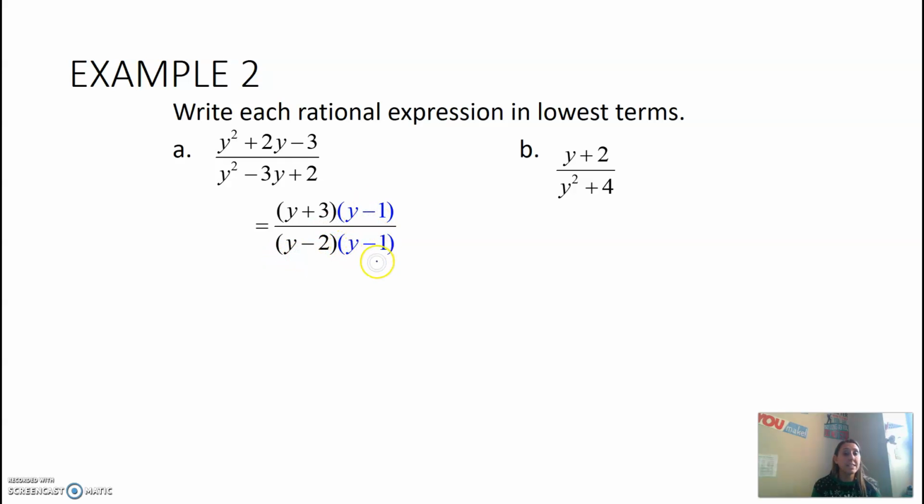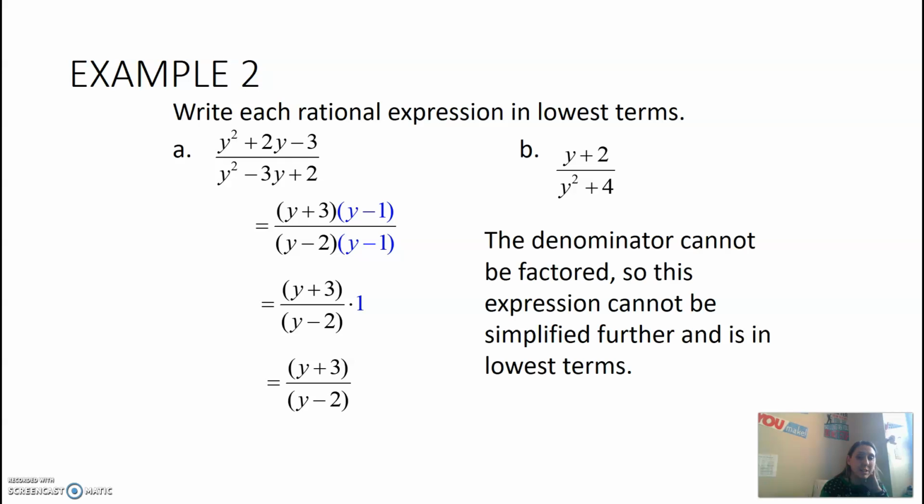So then we have to find the same thing that's exactly the top on the bottom. And we end up with y plus 3 over y minus 2 times 1, which just gives us y plus 3 over y minus 2. The next thing that we have to do is see if it will factor any further. Well, y squared, I guess we could write it as y times y plus 4, but that doesn't really help us. So since the denominator cannot be factored any further, this expression cannot be simplified any further, and this is already in its lowest terms. So you wouldn't be able to do anything else.